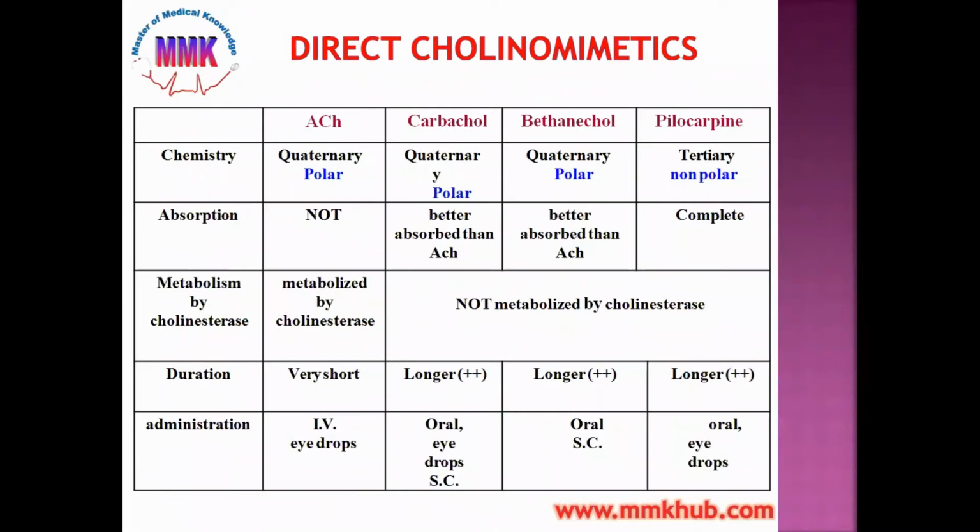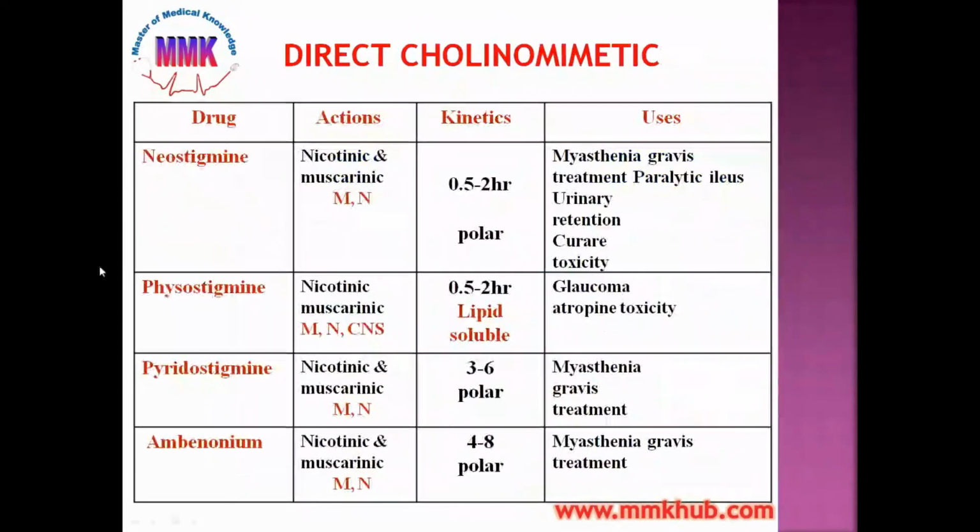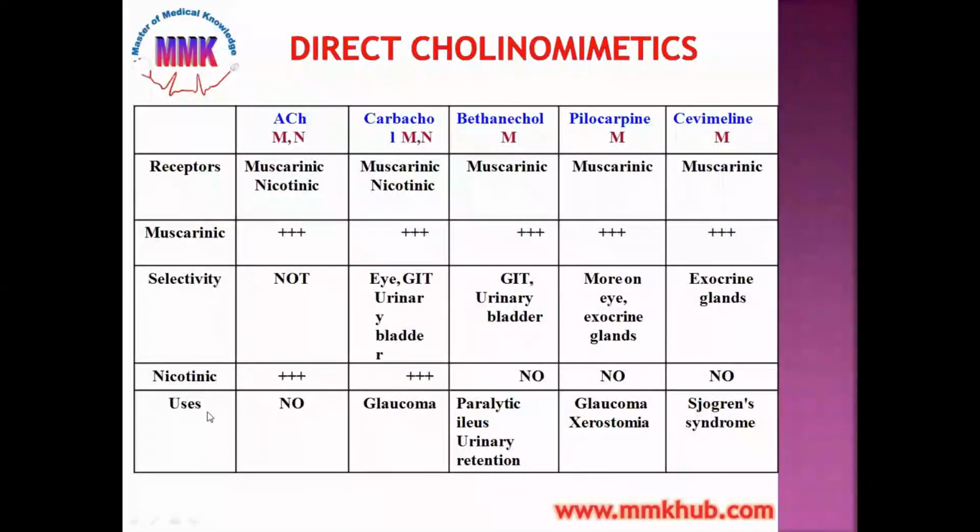There is another reason, because all the preganglionic fibers release acetylcholine, and the parasympathetic postganglionic fibers also release acetylcholine. So obviously it is non-selective. And carbachol works in the eye, GIT, and urinary bladder. Betanechol also works in the GIT and urinary bladder. Pilocarpine basically works on the eye, but also on exocrine glands. And cevimeline only works on the exocrine glands.